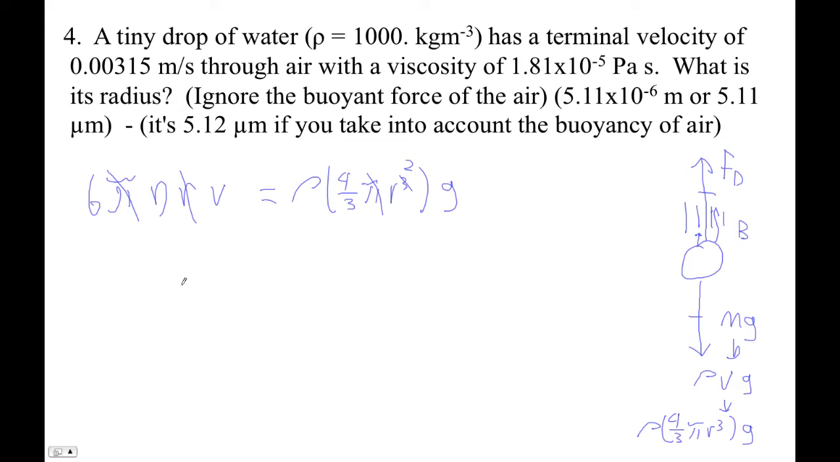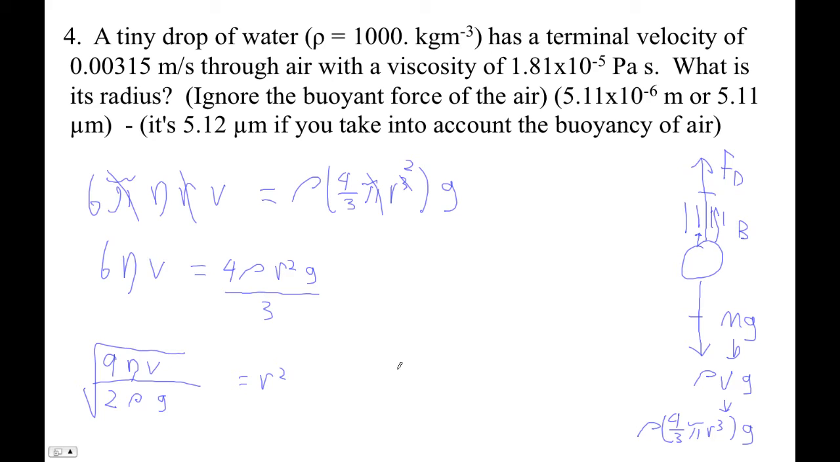Right? Okay, so let's see. So now we've got 6 eta v equals 4 rho r squared g over 3. Yeah, that is it. So I guess what we're going to do is cross multiply. So we'll get 18/4 or 9 halves. This guy will still be in the numerator. Rho and g will be on the bottom. And then that equals r squared, so then we're going to square root this guy. All right, there we go.